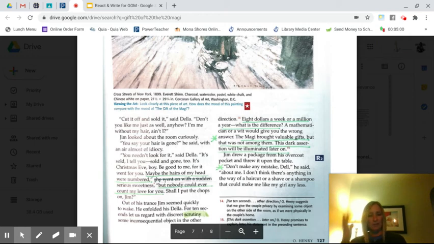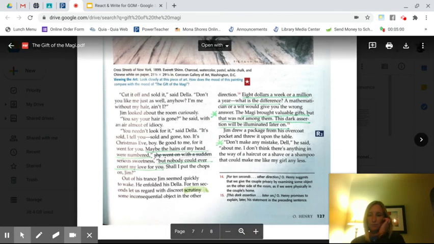So she's basically saying, if I were to count each individual hair on my head, you could do that. But no matter how much hair is on my head, it doesn't even equate to how much I love you. So this just tells you how important he is to her.